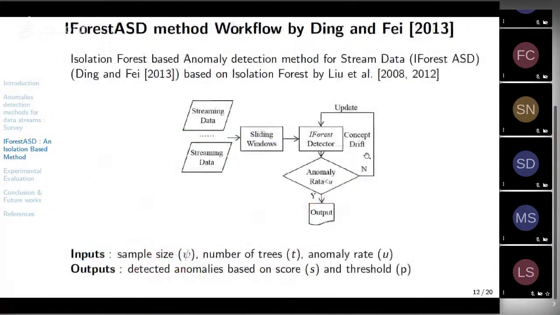So now, how does eForest ASD work? eForest ASD works with sliding windows, and in every window, the eForest method is applied. And eForest ASD also deals with concept drift by using one parameter, U. So when the anomaly rate in the window is higher than the parameter used, which is the anomaly rate, concept drift is detected, and the anomaly detector model is updated with the current window's data.